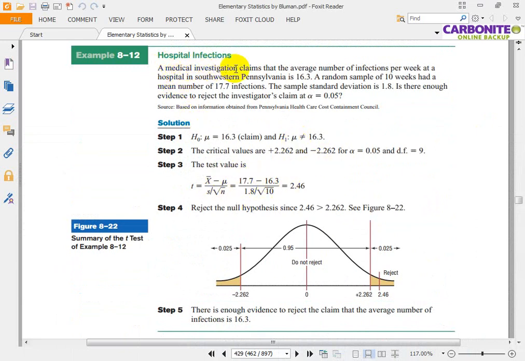A medical investigation claims that the average number of infections per week at a hospital in southwestern Pennsylvania is 16.3. So the average number of infections per week in a certain hospital is 16.3. A random sample of 10 weeks had a mean number of 17.7 infections. So they are taking samples for the 10 weeks. The sample standard deviation is 1.8. You see, the population standard deviation is absent. So that's why we are bound to do the t-test.